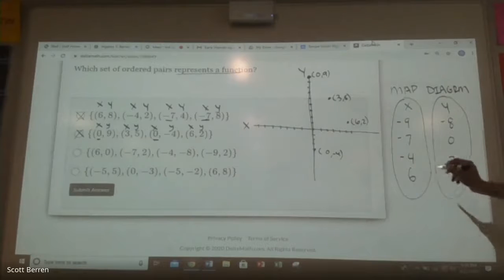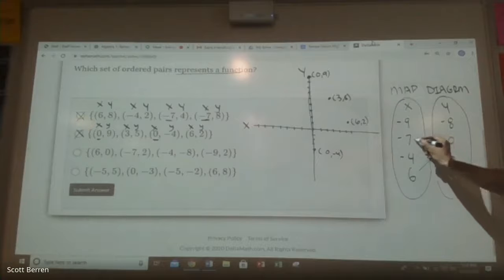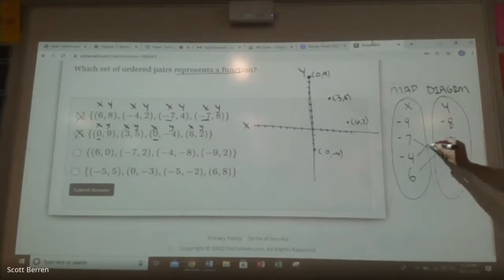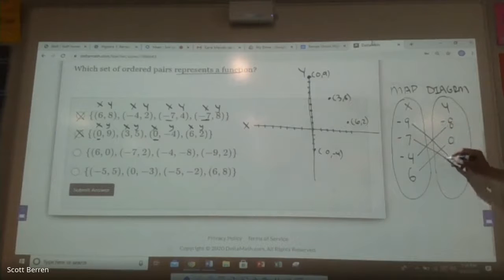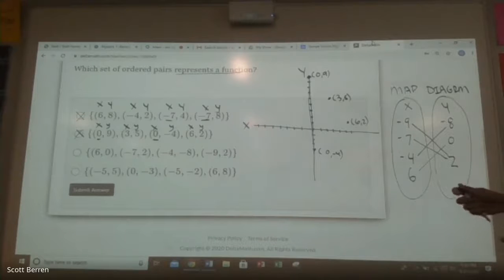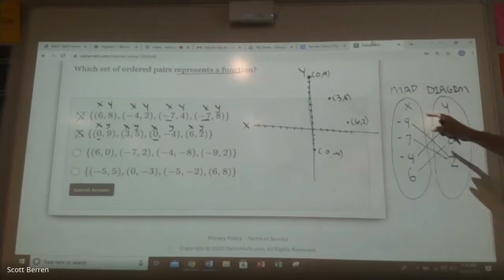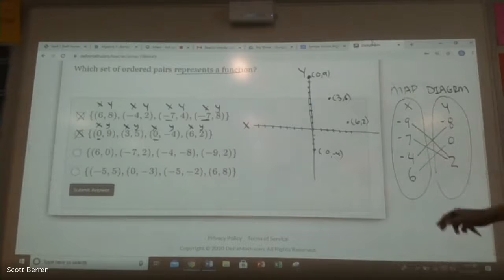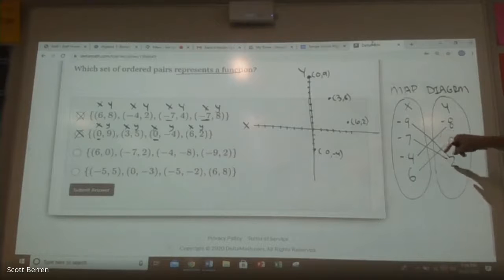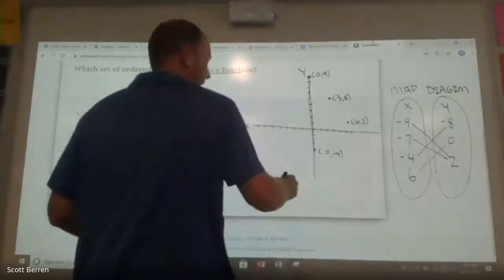Now let's go ahead and map this out. So 6 goes with 0. -7 goes with 2. -4 goes with -8. And -9 goes with 2. Now, one of the things we want to notice, the 2 has 2 lines going to it. That's okay. That can still be a function. You can have as many arrows as you want going to a y bubble. It just can only be from one x value. You can only have one line coming from each x value. -9 goes with 2, -7 goes with 2. But only one line comes from -9, only one line comes from -7. So far, this looks good.